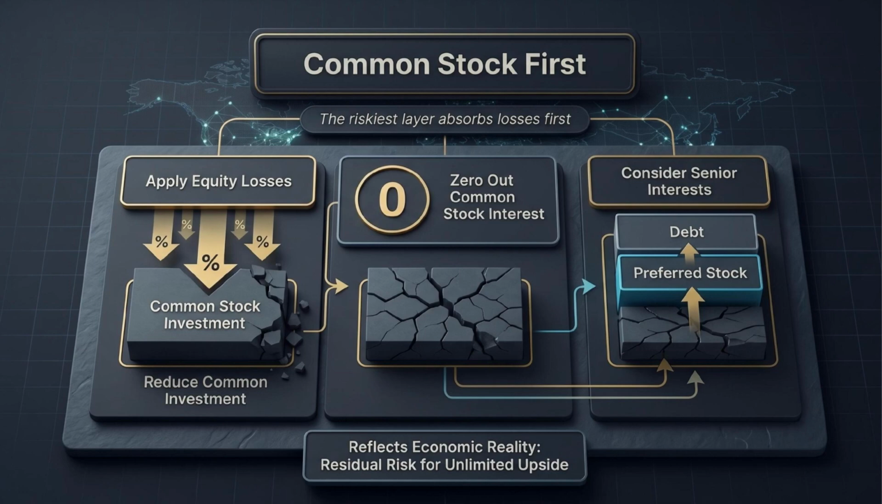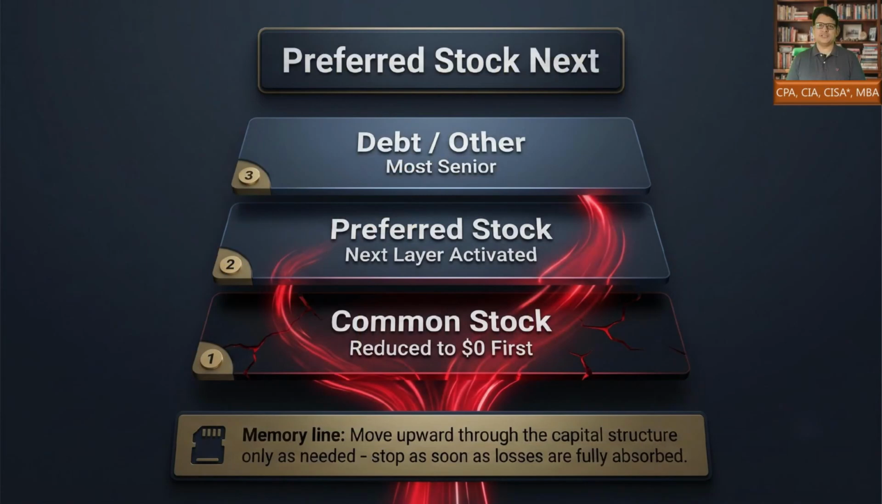This is important because it prevents the investor from protecting common stock while charging losses to more senior instruments too early. After common stock is exhausted, losses may move to preferred stock or similar equity interests. Preferred stock is usually senior to common but still generally below debt. So, if the investor holds preferred stock in the same investee, the adjusted basis of that preferred investment can absorb additional losses after common stock is reduced to zero.